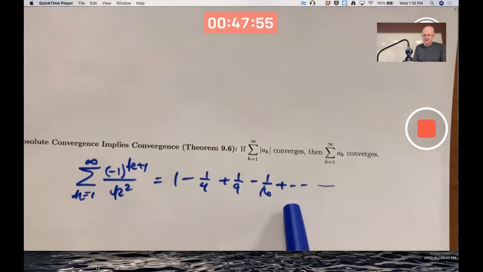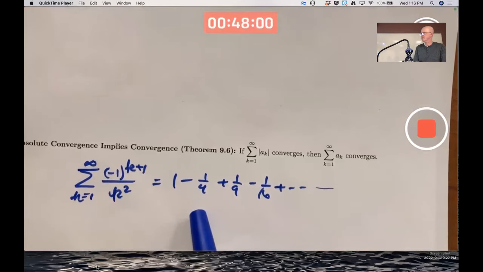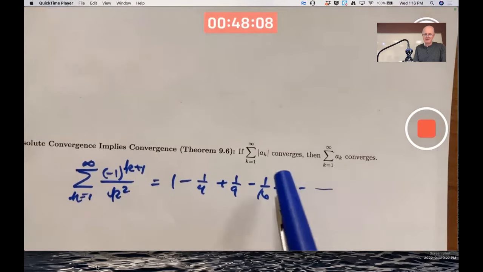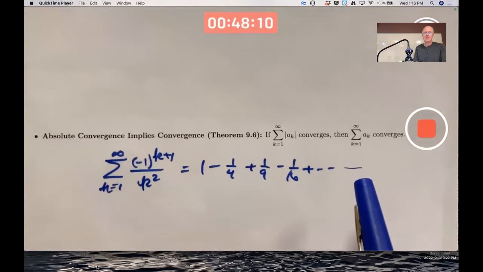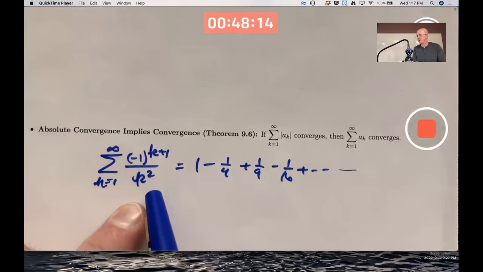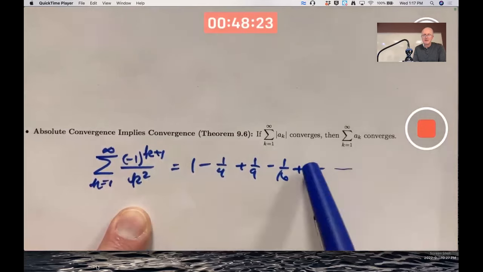This is not geometric. There's no common ratio here. Take any term and divide by the previous term. You do not get a constant. It is not the same for every single one of those divisions. So if we're going to have a chance of proving this converges, we'd have to try this test. The divergence test does not apply because these terms do go to zero, though they alternate in sign. That's okay. They still go to zero.